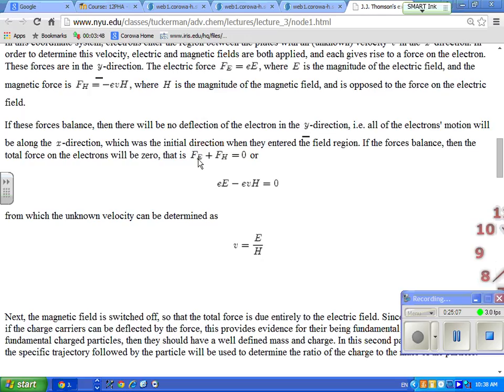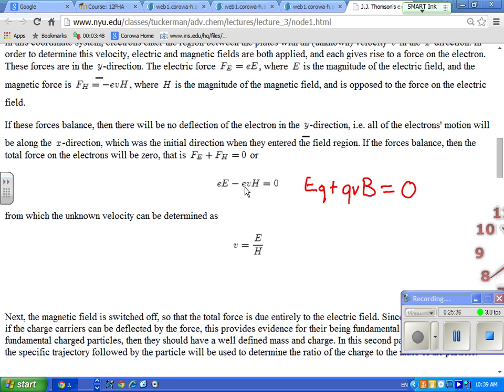That's the force due to the electric field plus the force due to the magnetic field is zero. He's written it that way, but we would rewrite that formula as Eq plus qvB equals zero. That's how we would write it. So Thomson took that idea and then he could start doing some substitutions.